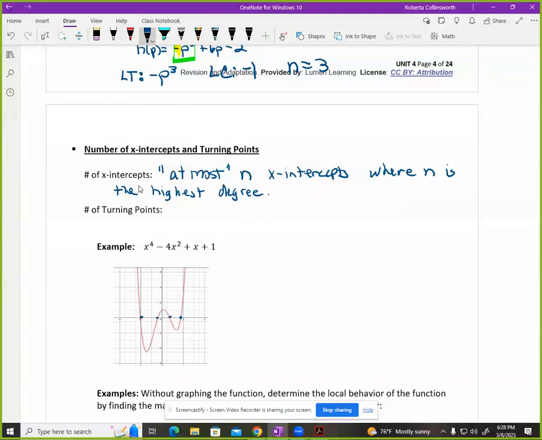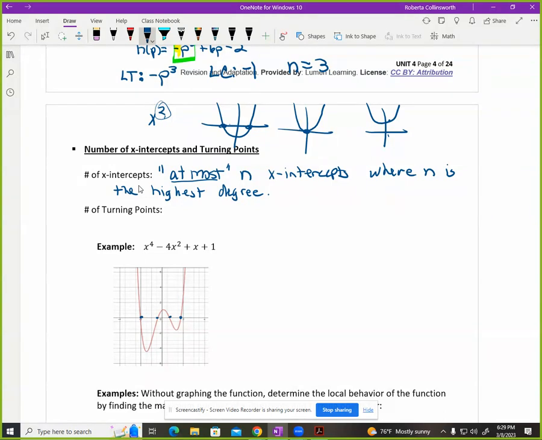So let's remember our quadratics and see why this says at most. With our quadratics, we had that situation, we had that situation, and we had that situation. Our quadratic is to the second power. That's my highest degree. So I have 2 x-intercepts here. Here I only have 1, and here I have 0. So at most, this tells you how many you could possibly have, but you could have less. With quadratics I could have 1 or I could have 0.